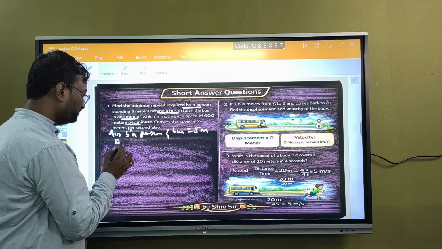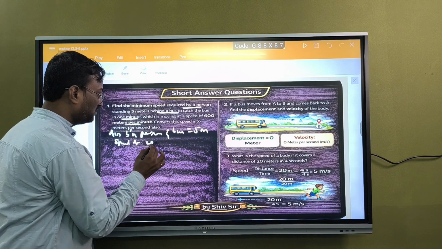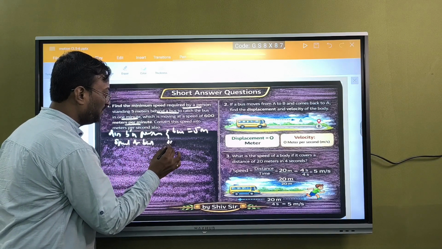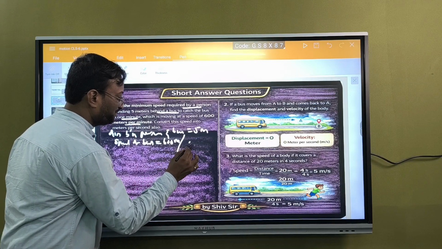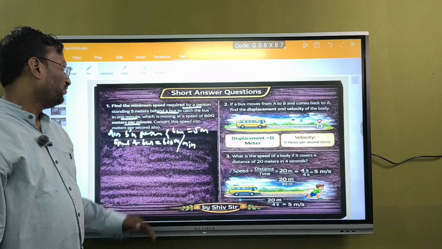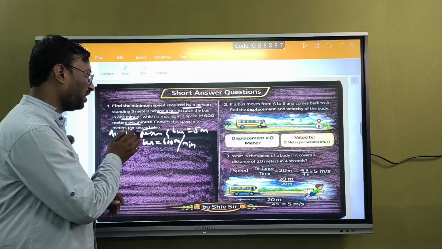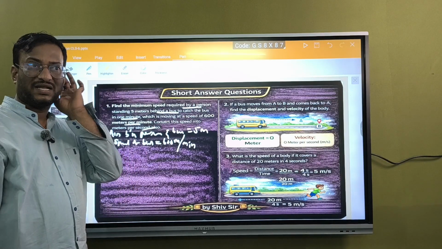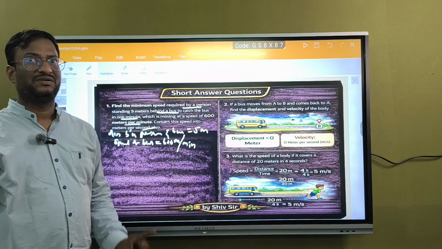Speed of bus is 600 meters per minute, which is moving at a speed of 600 meters per minute. Convert this speed into meter per second, we also have to convert. Right. Then what is the time given? Per minute means per 1 minute.